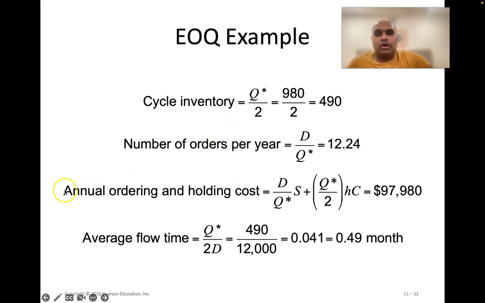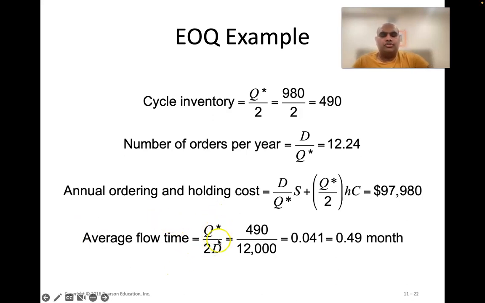And the total annual ordering and holding costs will be D over Q times S plus Q over 2 times HC, and they'll add up to 97,980. In fact, if you calculate these costs individually, it will be exactly half of each. Because remember, when we calculated Q star, we set this value equal to this value. So if you calculate this cost and you calculate this cost, it will be exactly half of the total cost, right?